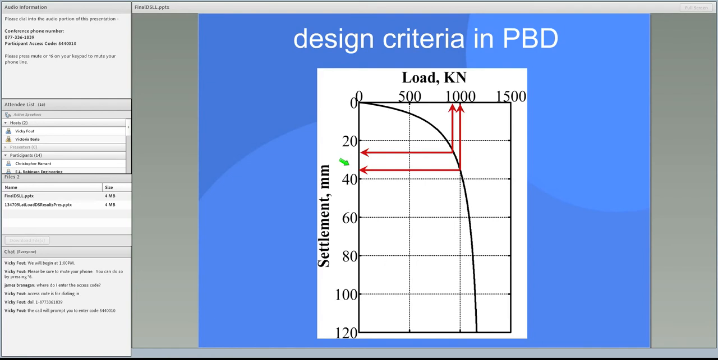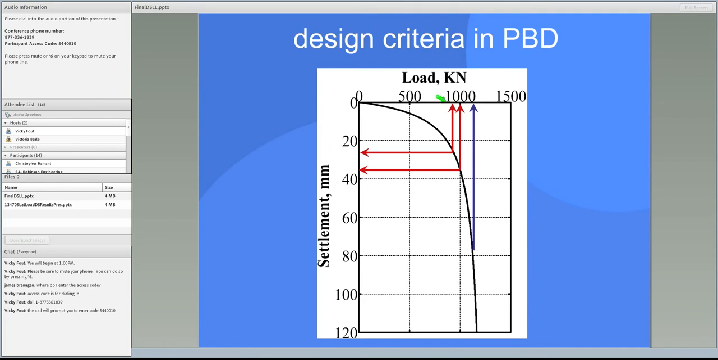And we have multiple failure modes in the design process. We have structural failure and performance-related failure. For structural failure, we have bending moment failure and shear failure. For performance, we have three design criteria: lateral deflection, vertical movement, and angle distortion.